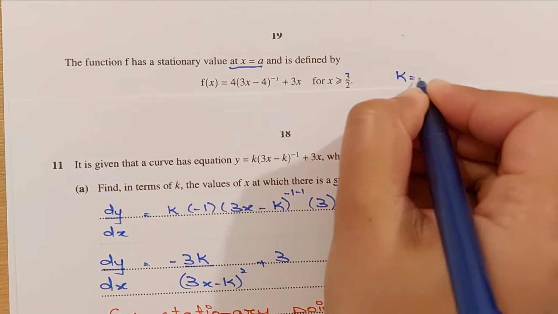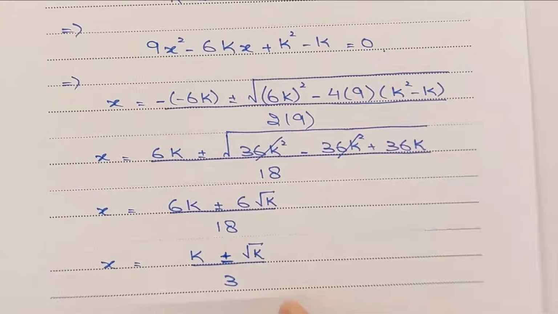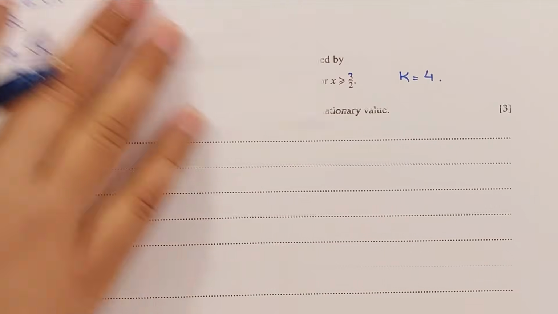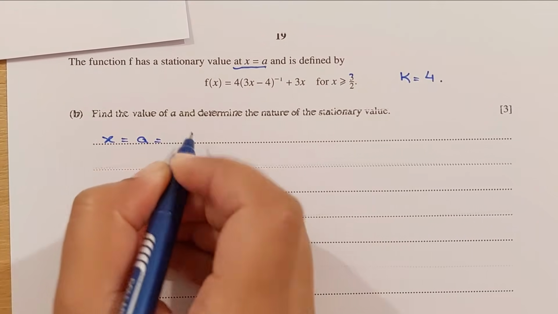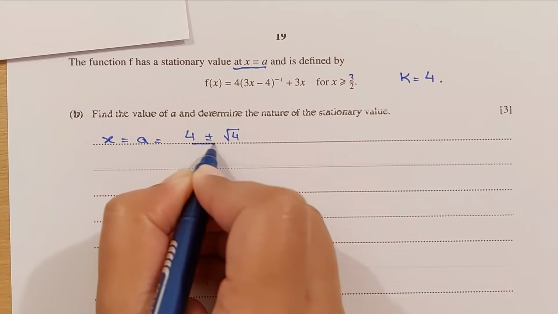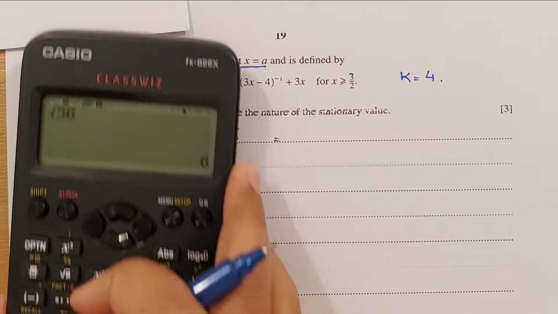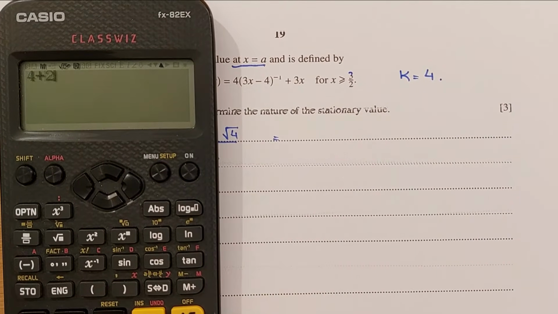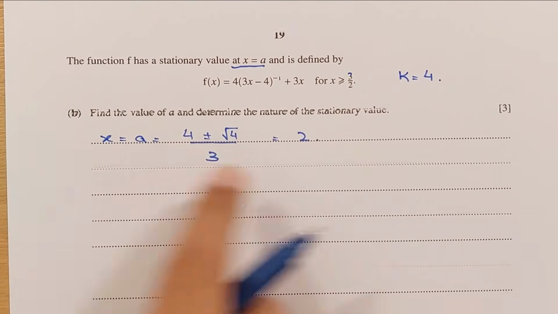So when k is equal to 4, what is the stationary value? The stationary value we have is x equals k plus or minus the root of k, divided by 3. Here x equals a, the stationary value. So this is 4 plus or minus the root of 4, divided by 3. Let me simplify: 4 plus or minus the root of 4, which is 2, divided by 3. This is equal to 2, right? So the a value is equal to 2.